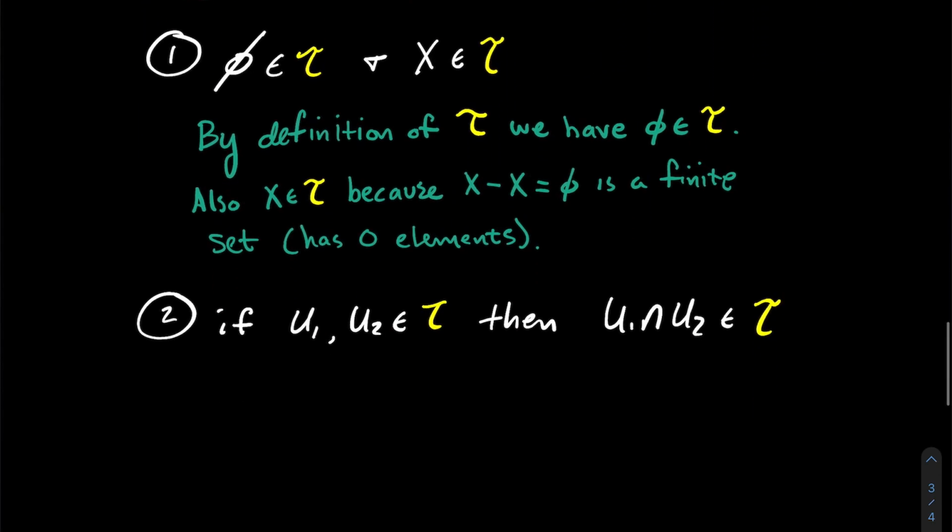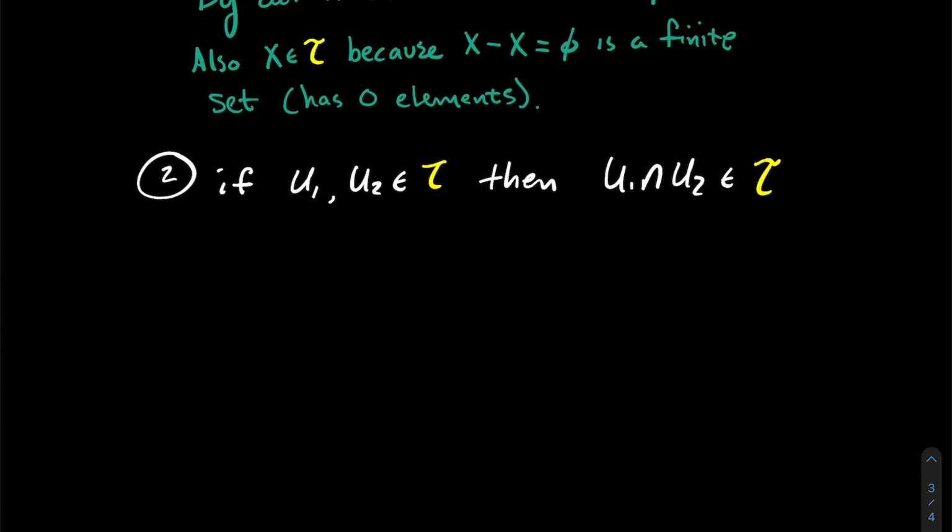Let's move on to the next one, which is if you took two things from the topology, I need to show you that their intersection also has to be in the topology. So let's let U1 and U2 be two things from T. Now remember, I'm trying to show you proof techniques here in general too.